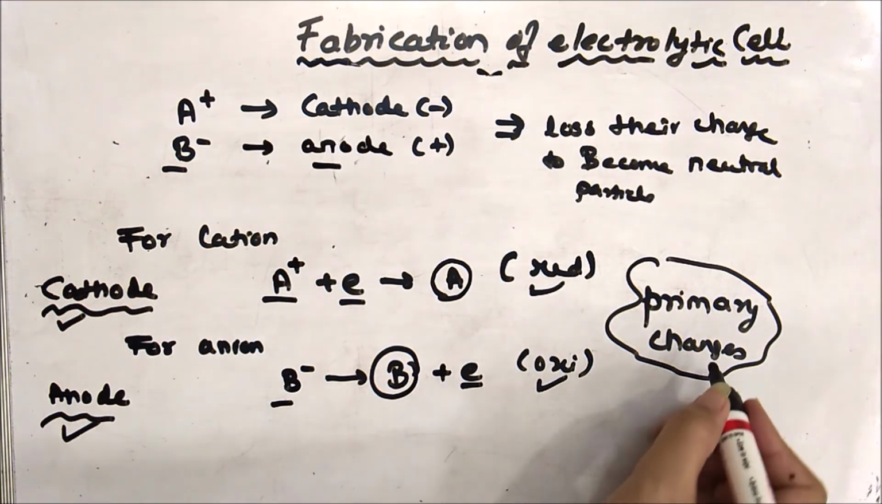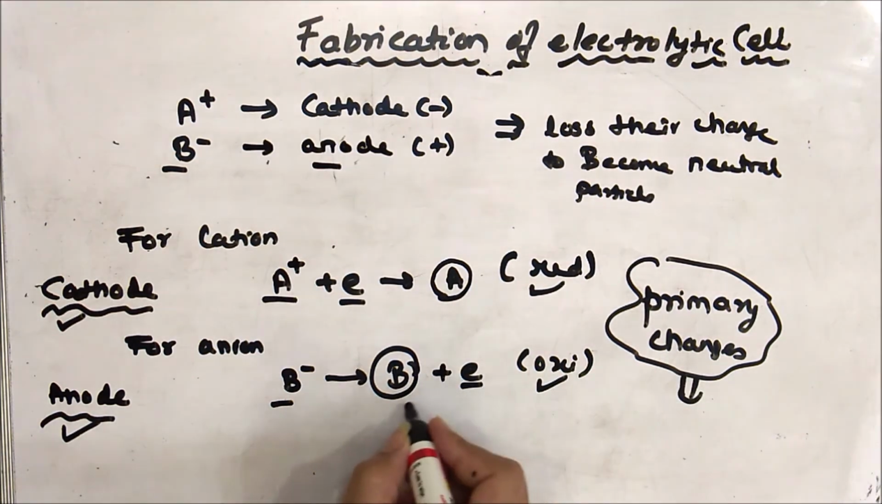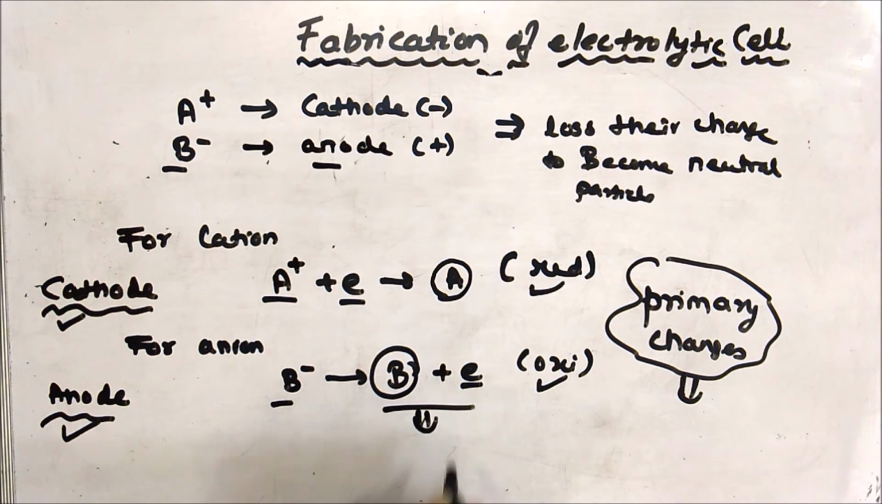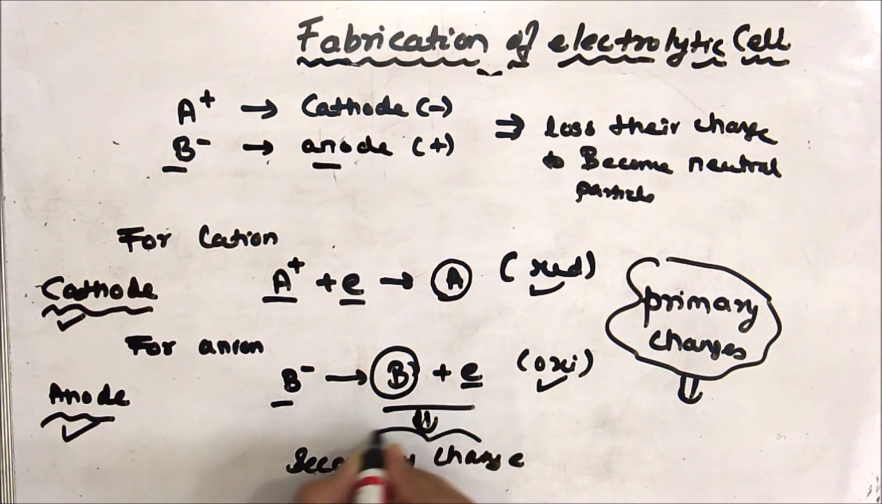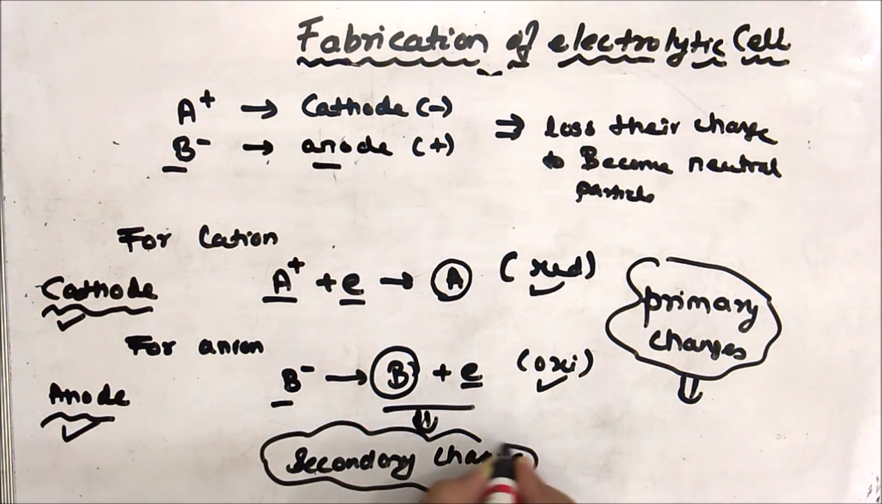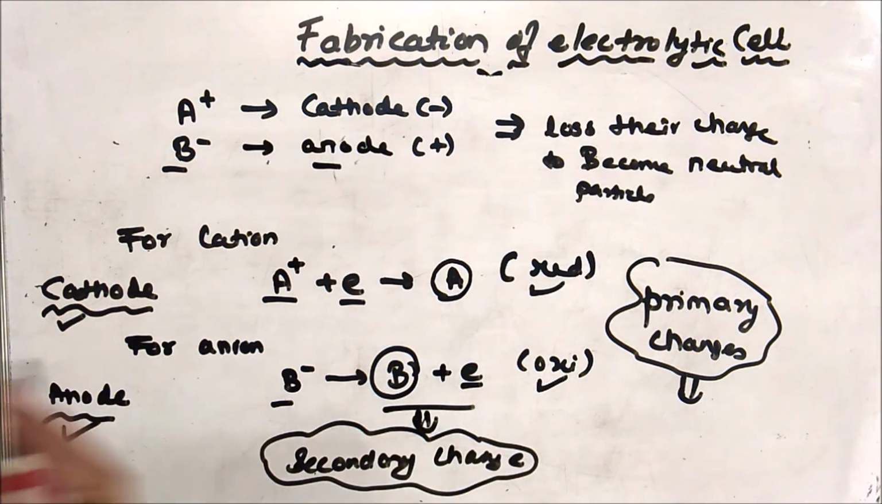So if these products further undergo changes and then form another product, then this is known as secondary changes. Okay, so primary changes are the formation of neutral species, and these neutral species again undergo any further reaction and then they form product, then that will be known as secondary changes.